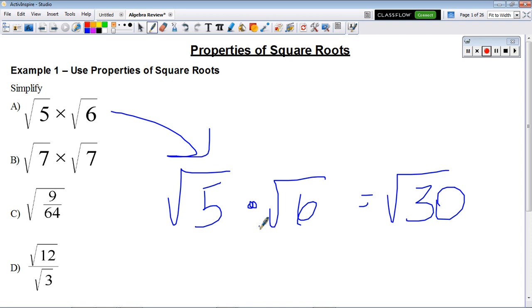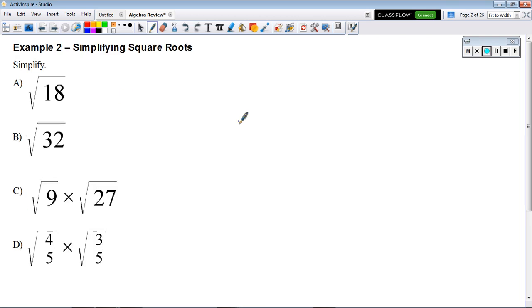You can always use your calculator to just type in what the question says and then type in the answer and see that you get the same results. So moving on to some other things with square roots. Now this just involves some different things with square roots involving simplification.